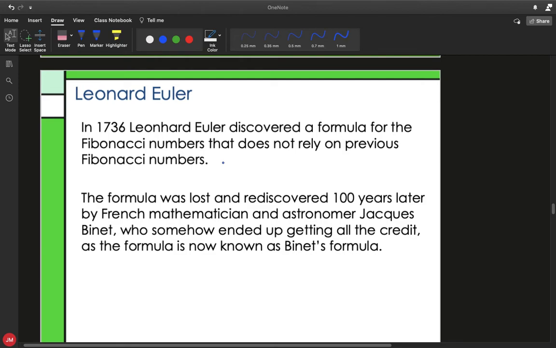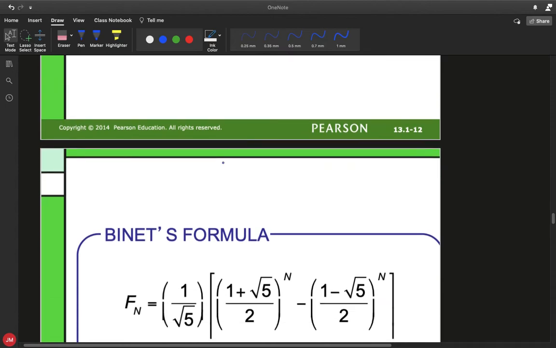Unfortunately, that formula was lost. But the good news for us, it was rediscovered 100 years later by a French mathematician by the name of Jacques Binet. And somehow he ends up getting all the credit, even though Euler discovered it first. And so we call it Binet's formula rather than Euler's formula for that reason.